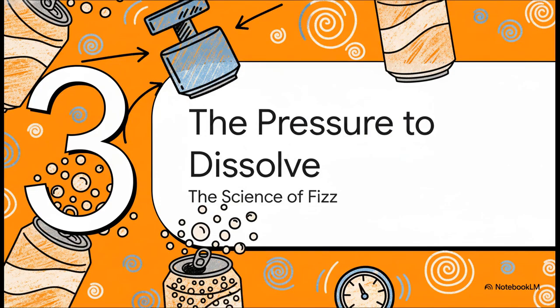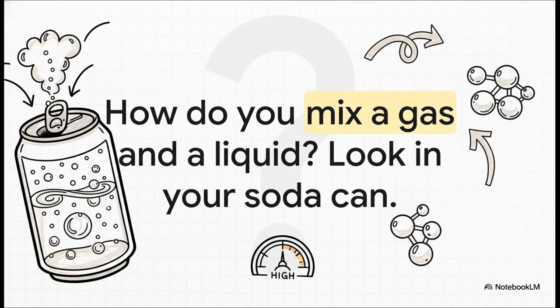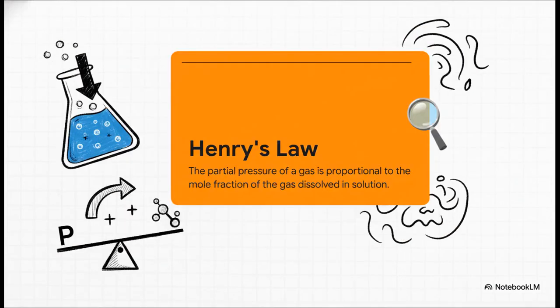Okay, let's circle back to that can of soda for a minute. We know the fizz is just carbon dioxide gas dissolved in the liquid. But how on earth do they get so much gas to stay dissolved in there? Well, the answer is all about pressure. So what does happen when you try to mix a gas and a liquid? Like I said, the answer is right there in your soda can. It's all explained by a really important rule in chemistry called Henry's law. Basically, what Henry's law says is that the partial pressure of a gas above a liquid is directly proportional to how much of that gas is dissolved in the liquid.